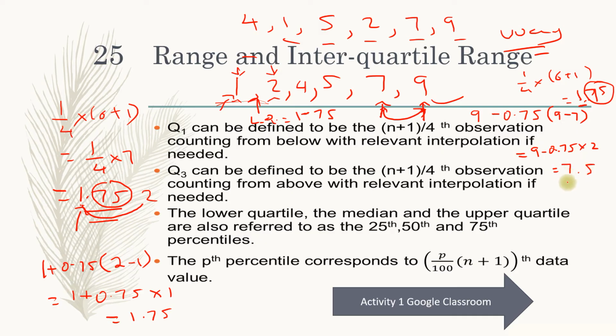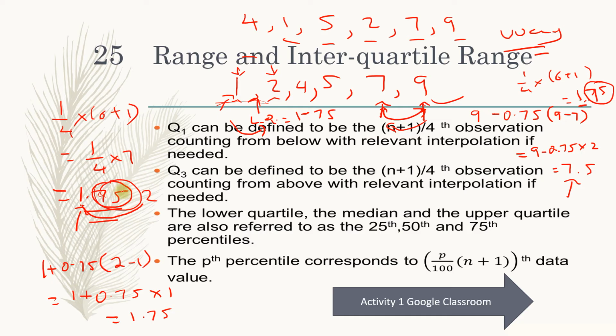So the upper quartile is 7.5. Just bear that in mind: when you are moving from left to right for the lower quartile, you are moving from right to left in the upper quartile. And you need to look at this distance.